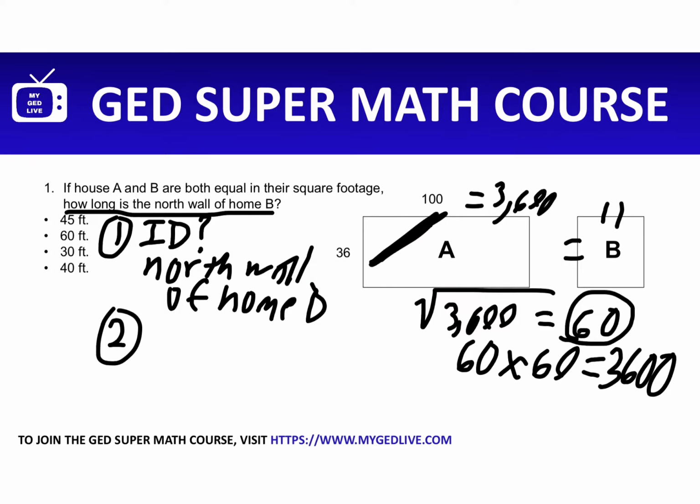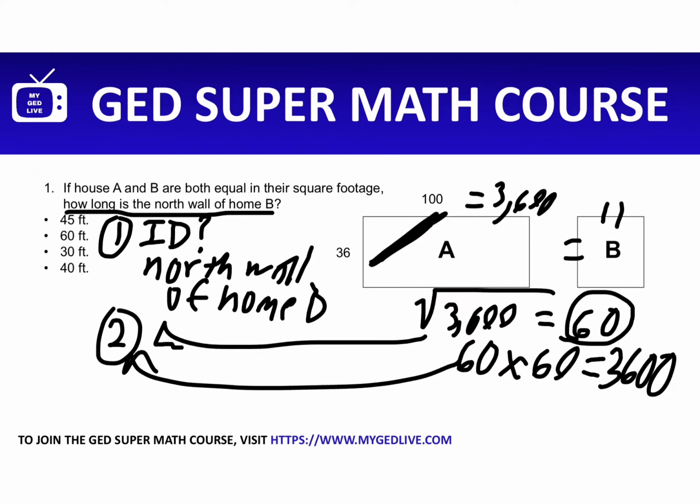So stating our path is really just pulling out these pieces of information, finding the square footage of house A first, and then using that to figure out the length of a wall, because if this is 3,600, then this is 3,600. So now we just need to find what number times itself equals 3,600, or what's the square root of 3,600 to find out what one of those individual sides are. That answer turned out to be 60.